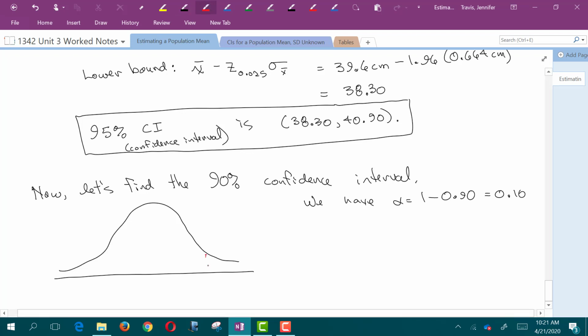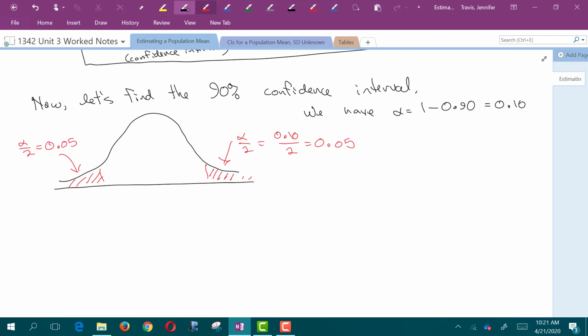Okay, so now I go to each end. I'm going to mark off a little shaded area on each end. Okay, so this end, I'm going to put alpha over 2. So I take that 0.10, I divide it by 2, which of course will give me 0.05. On this side too, same thing. My alpha over 2 is going to be 0.05.